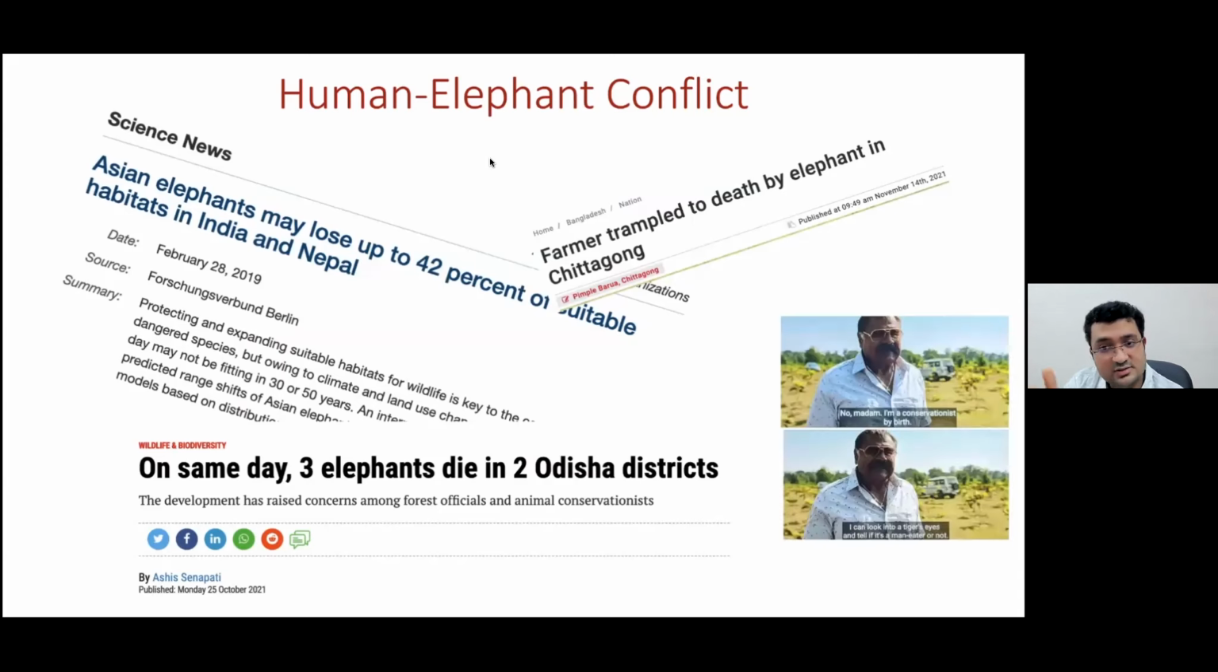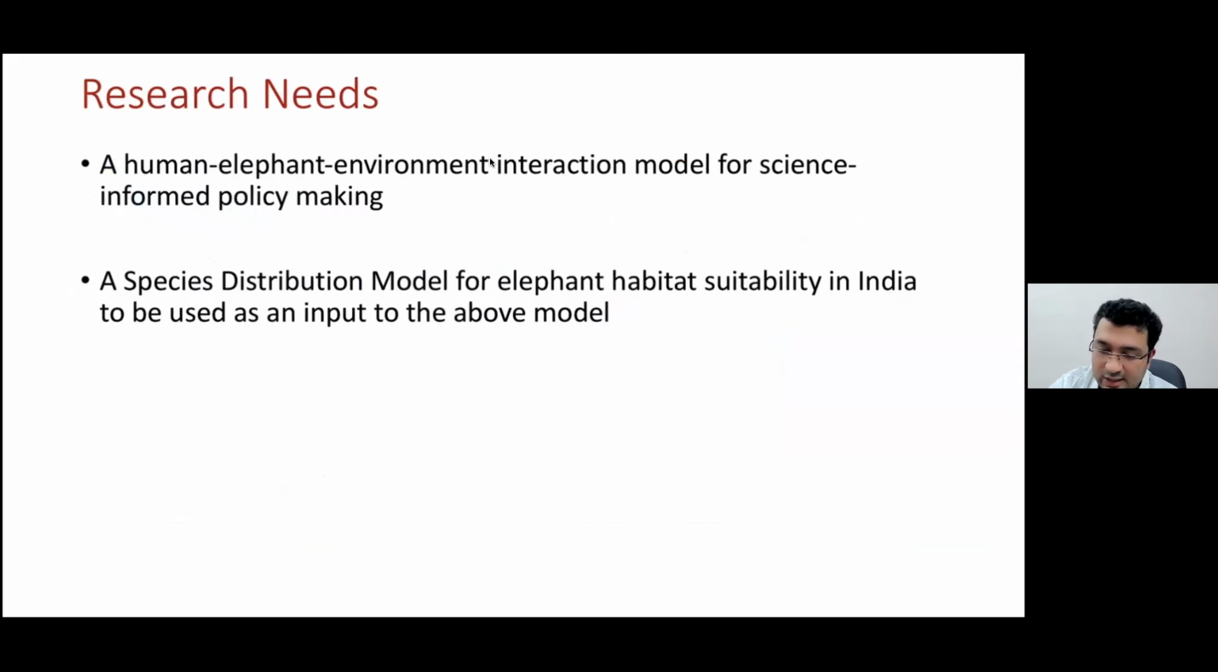And then recently there was a movie in India, Sherni, so it kind of got us interested, and the student also got interested in looking at conservation, right? So how can we use ML for conservation? Can we use AI for social good? Right? So that was the question. So the kind of question that we were asking is, can we make a human-elephant environment interaction model that will allow us to do science-informed policy making?